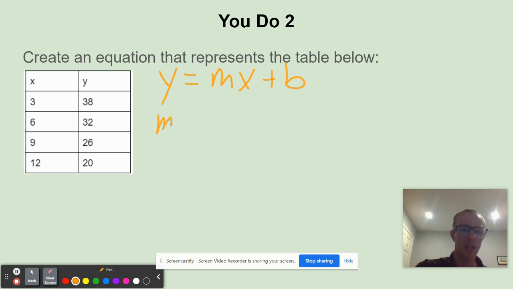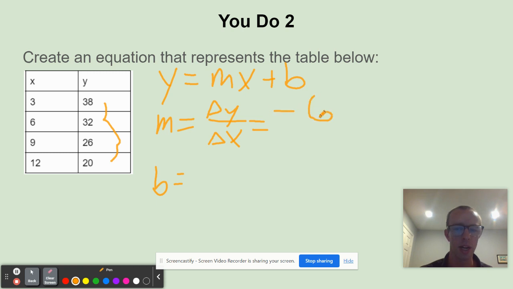We need to find the slope, which is the change in y over the change in x. And we need to find b, right? So how much is y changing by each time? Hopefully you got this here. This time it's changing by -6. It's going down 6. I'm going to use a -6. X is changing by 3. We get -6 over 3. Remember, this is just division. -6 divided by 3 is -2. So m is -2.